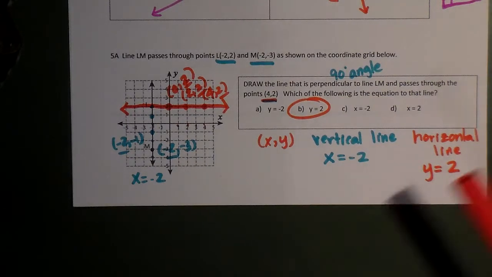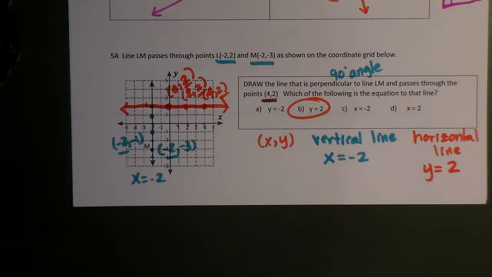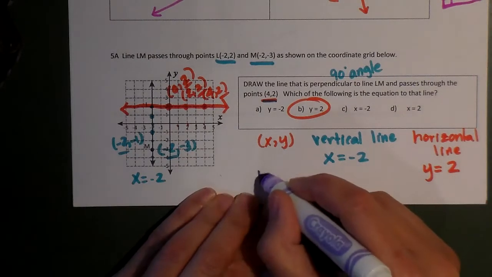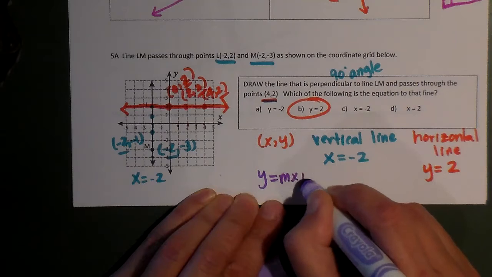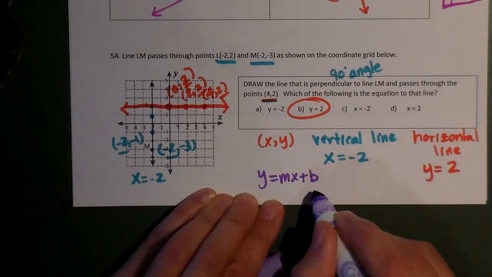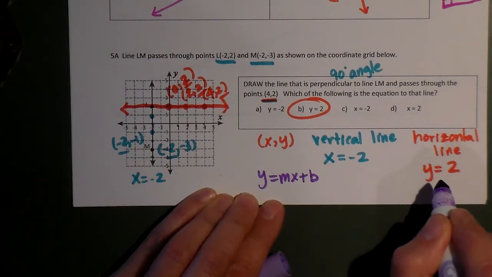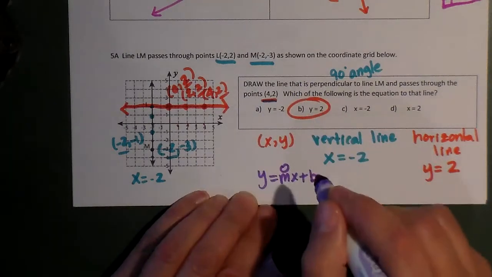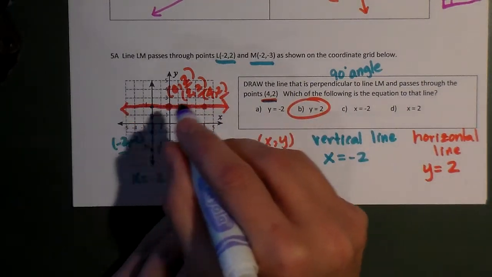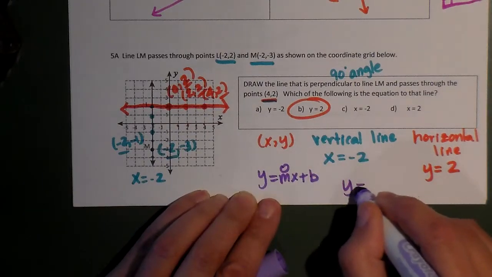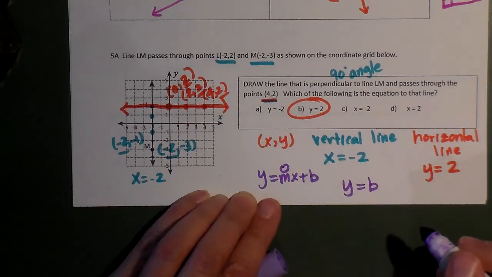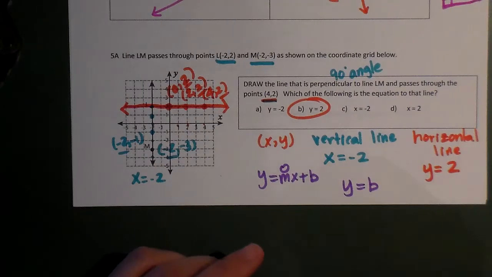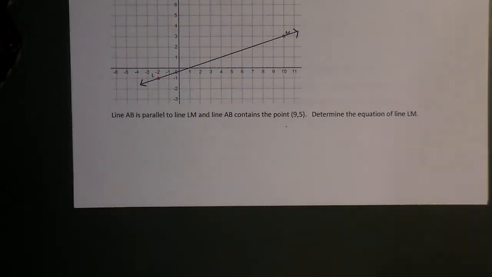Y equals 2. Another reason horizontal lines have that equation is because you know how we have y equals mx plus b? And b is the y-intercept? In this situation here, the slope is actually 0 because there's no rise, right? If it's flat, there's no rise. So you have y is literally equal to the y-intercept, which is b, which is why you have the equation that way. All right, let's do 5b, and then we'll flip over to the next video.